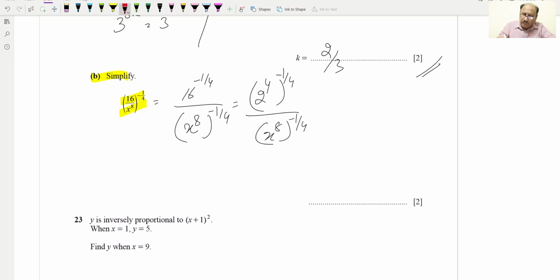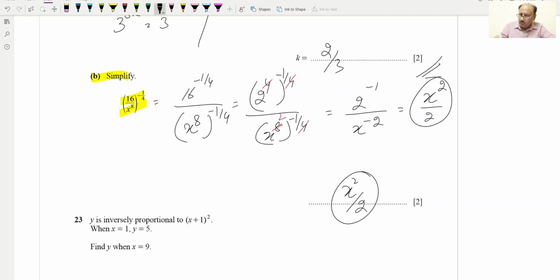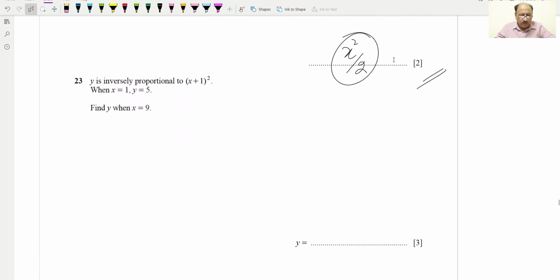Now we can cancel the powers. 4 will be cancelled with this, and 4 2s are 8, and this will result in 2 raised to minus 1 over x raised to minus 2. So we can swap for the change of sign of the power, so x square over 2. x square over 2 will be our final answer, which we can provide over here, and this is a 2-mark question.